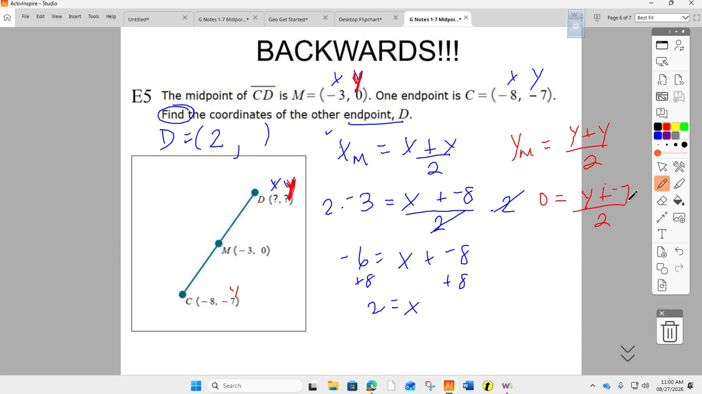Multiply both sides by 2. 0 equals 2 plus 1, y plus negative 7. Does everybody know how we got there? No? Okay. So this was the y coordinate for the midpoint, right? We know it has to equal this y plus this y divided by 2. That's what our formula tells us over here.